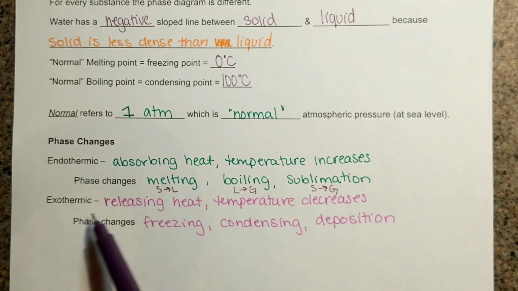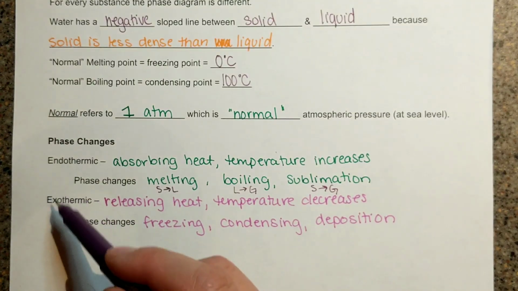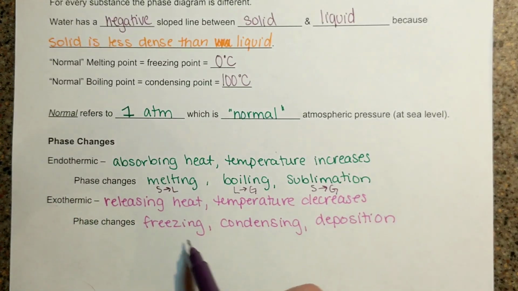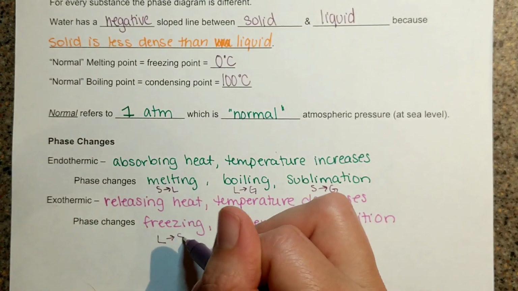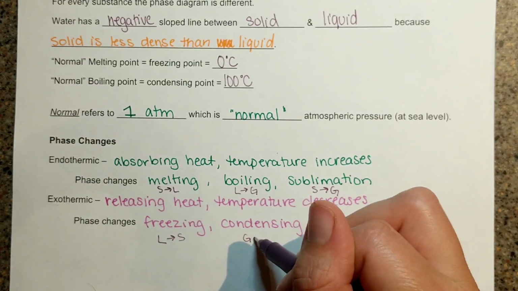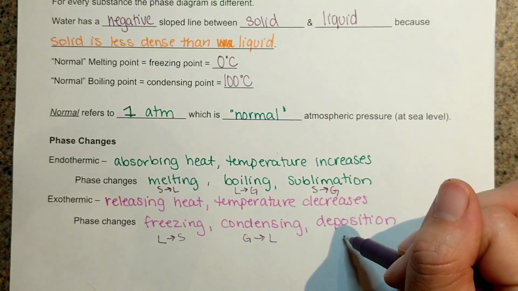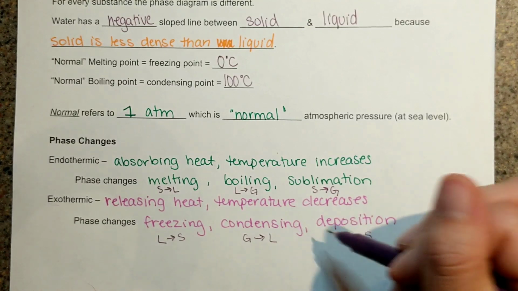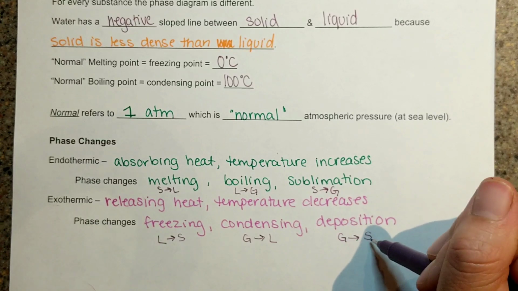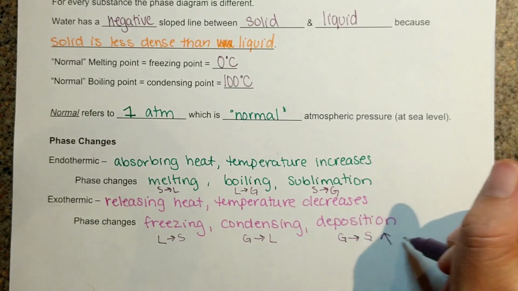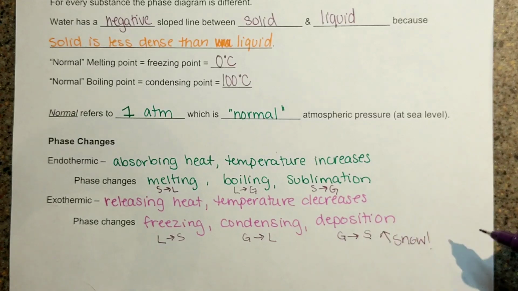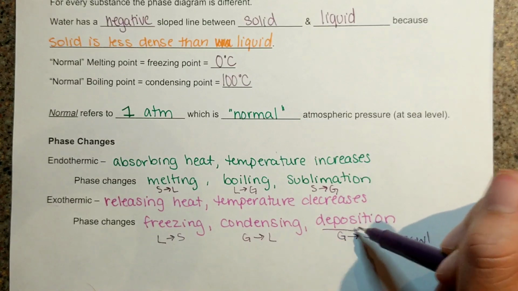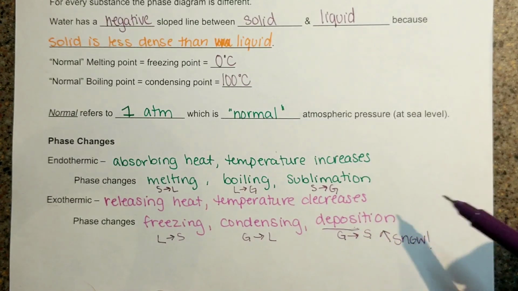And then exothermic is a releasing of heat. Exo for exit, releasing heat, the temperature decreases. And so that's things like freezing, going from liquid to solid, condensing, gas to liquid, and then deposition, which is gas to solid. So this is like snow comes from water vapor and then turns into solid snow. So the act of deposition is snowing. You can think that snow gets deposited on the ground, which is kind of how you can remember deposition.